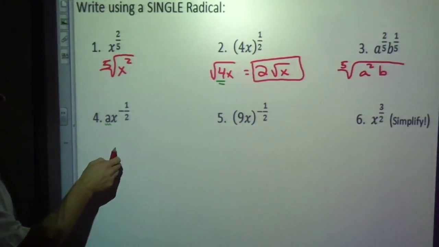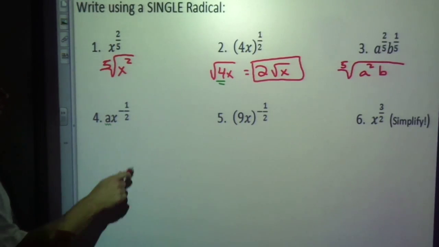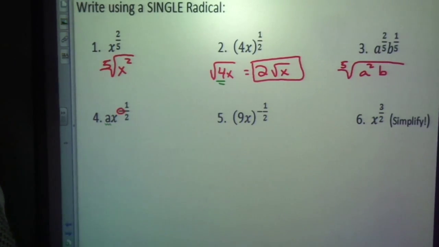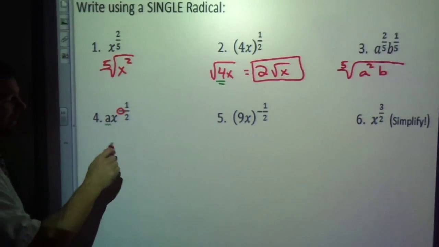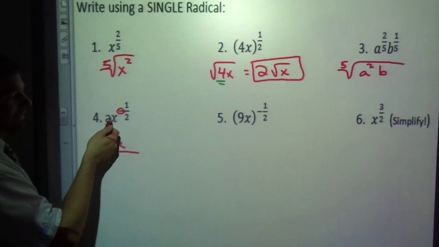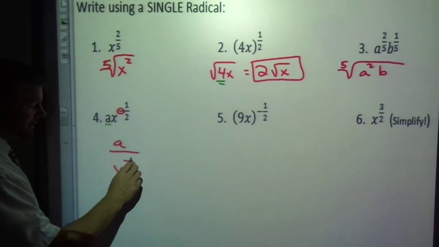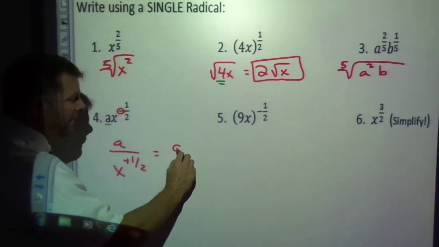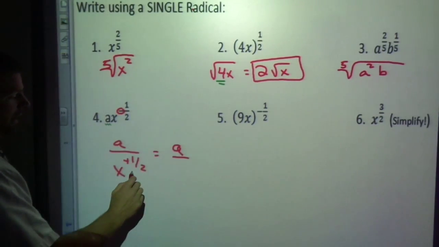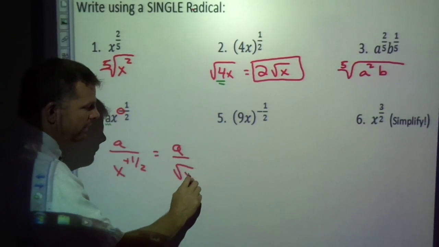This one, the common mistake is that people will put a in the denominator when they see the negative 1/2 power. But the x is the only thing to the power. A is just friends with them. So a is going to stay in the top. The x is going to have to go downstairs because it's negative, and I change it to positive when it goes downstairs. And then to write it as a radical, I have to change the exponent to a square root.